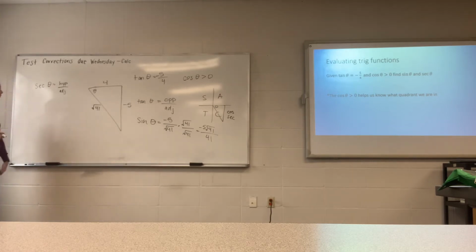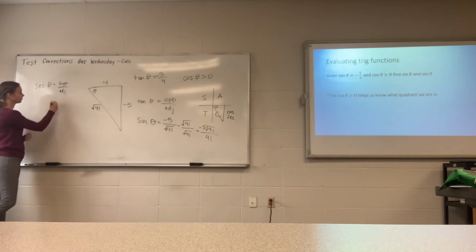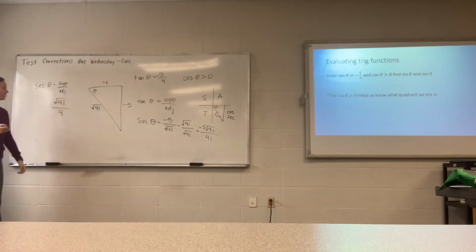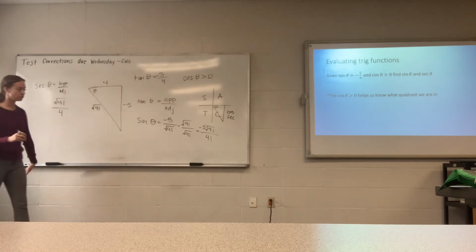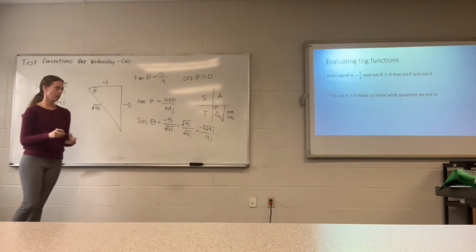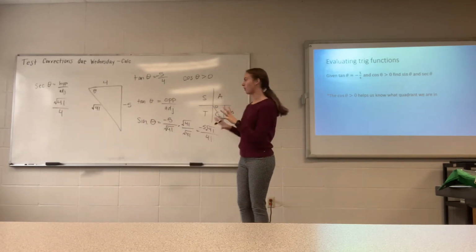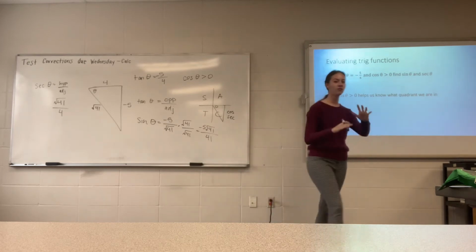So then Brady, what would it be? The square root of 41 over 4. Okay, cool, so we end up with the square root of 41 over 4. We have it being positive. Should it be positive? Yes. Yeah, because it's in this quadrant right here. Okay? So this is all the triangle stuff together.